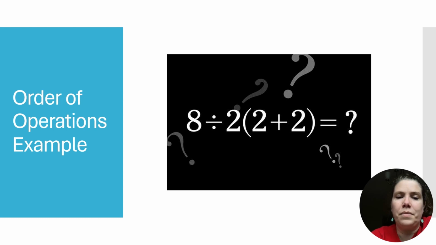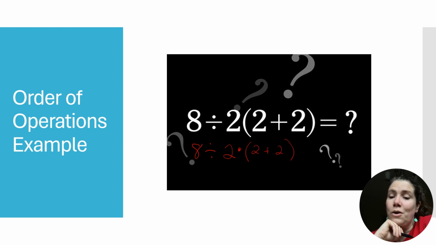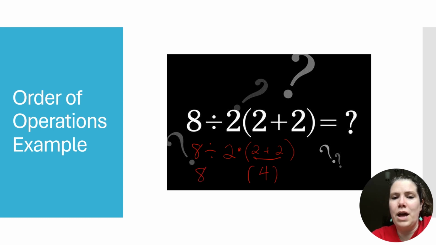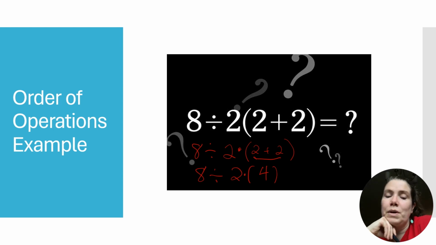So it's 8 divided by 2, and there's a missing little times. We know that when you have a number right next to a parentheses, that's a little times, 2 plus 2. So the first thing we want to do is inside the parentheses, right? We're going to do that group. So 2 plus 2 is 4. And then we have the part where everyone loses their mind. So we have 8 divided by 2 times 4.